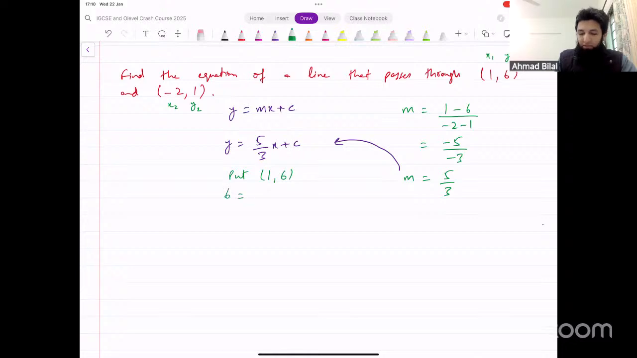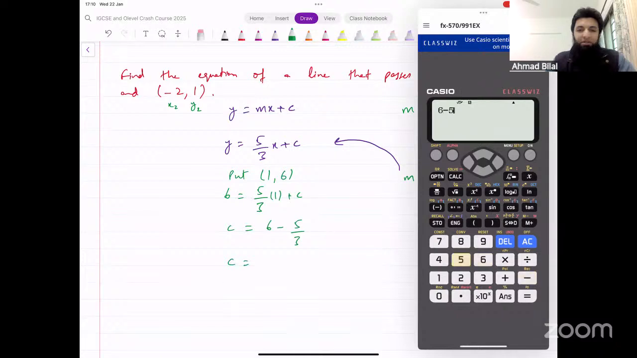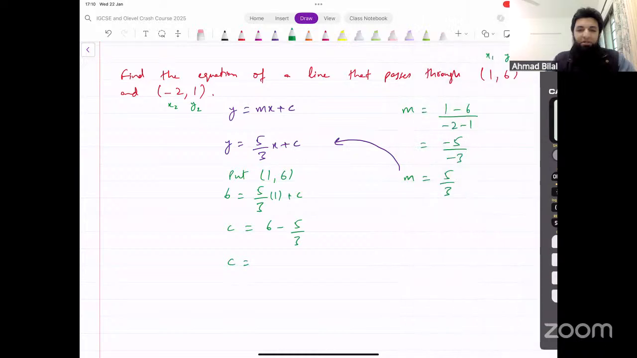6 equals 5 over 3 times 1 plus c. Take 5 over 3 to the other side, and that gives us 6 minus 5 over 3. Simplify this. If it's in a non-calculator paper, you can take the LCM and simplify it. If it's in the calculator paper, you can put this directly on your calculator and get the result. If I were to do that, 6 minus 5 over 3 is going to give me 13 over 3. So the value of c, therefore, is 13 over 3.